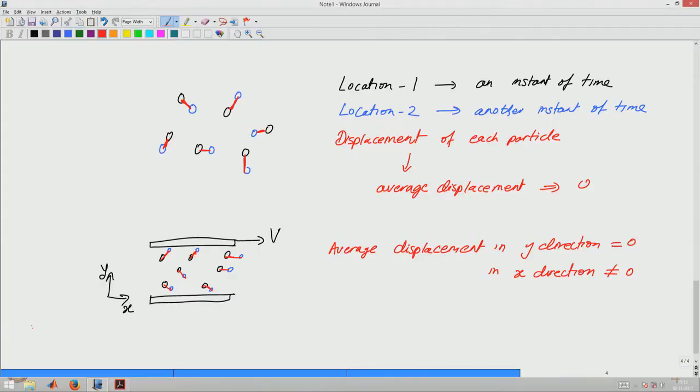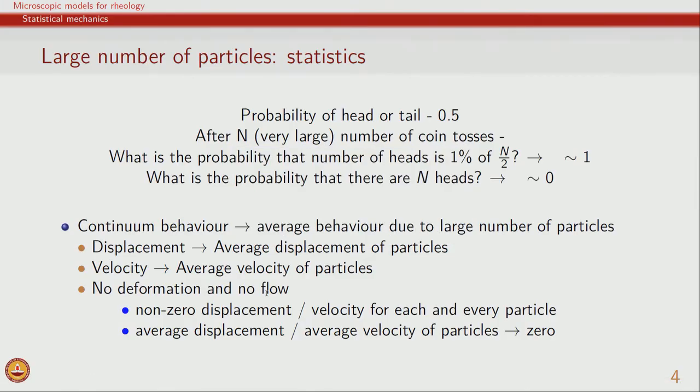If we now subject the same fluid to a shear field such as given here, then in this case we will again have an average displacement of particles which is over and above the random displacement which comes about because of microscopic interactions between different particles. So, variables which are at the microscopic scale can be averaged to give us the bulk response. Now, when we have no deformation and no flow, we will have non-zero displacement and velocity for each and every particle, but the average displacement and average velocity of particles will be 0.